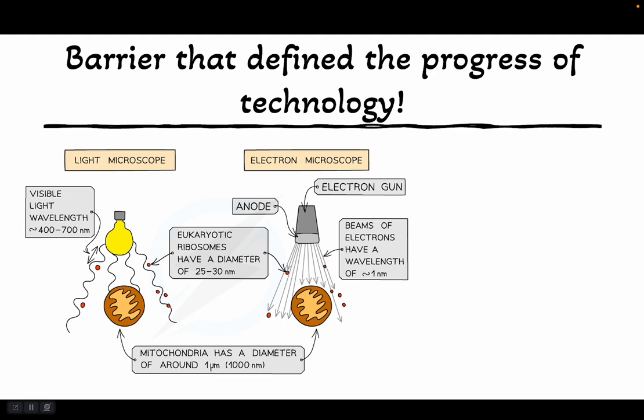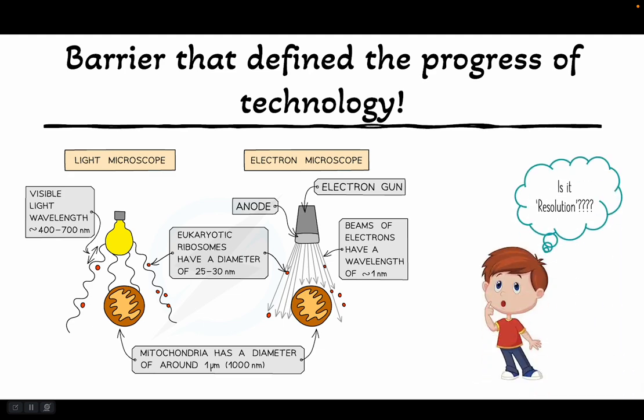This progress we are referring to certainly revolved around one parameter, and this person, let's call him Adam, says it's resolution. And it's true. Resolution is the ability to distinguish between 2 points. If we cannot resolve them, they'll be observed as a single point. Resolution of a light microscope is limited by the wavelength of light.